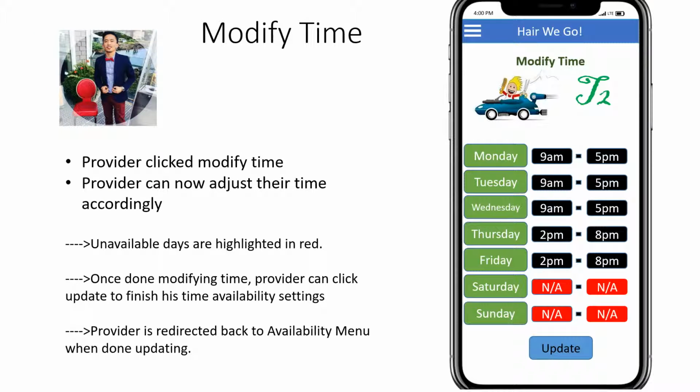The next slide shows the options we have for modifying time. Our provider can now customize the times they want to work with the corresponding days they've chosen. Since the provider did not want to work on the weekends, Saturday and Sunday are automatically highlighted in red as not available.